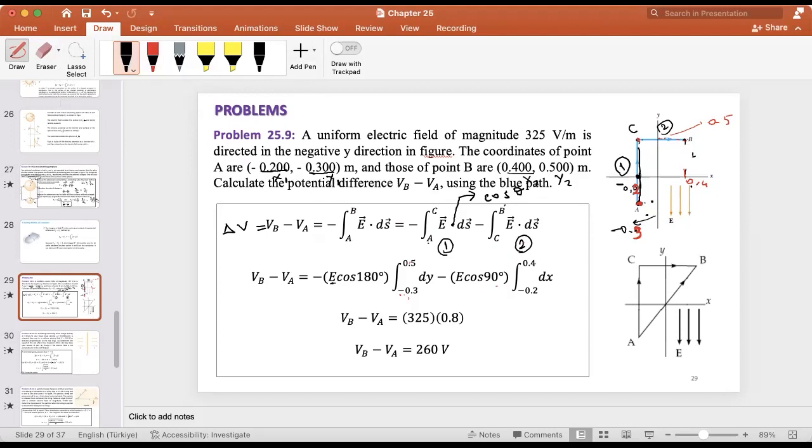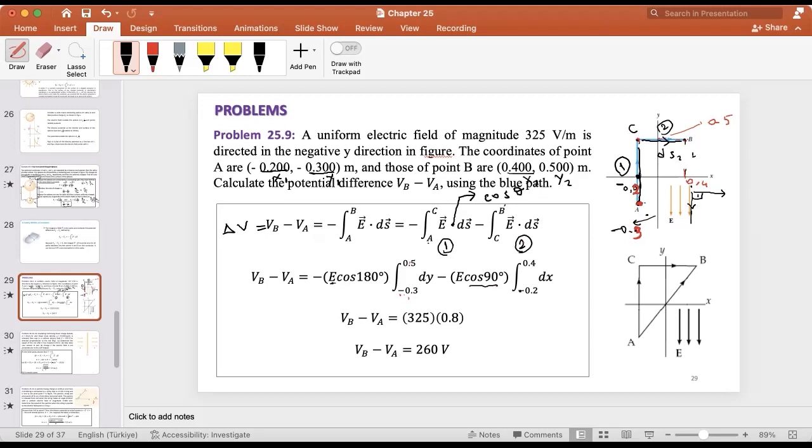So, firstly, we can check the cos theta. What's the angle? Look at this part. This is my ds2, isn't it? Yes. And maybe I can show from here. ds2 is going on the positive x-axis, and the electrical field is going to the minus y-axis. Okay. So the angle between the electrical field and my path is 90 degrees. So we write this part.